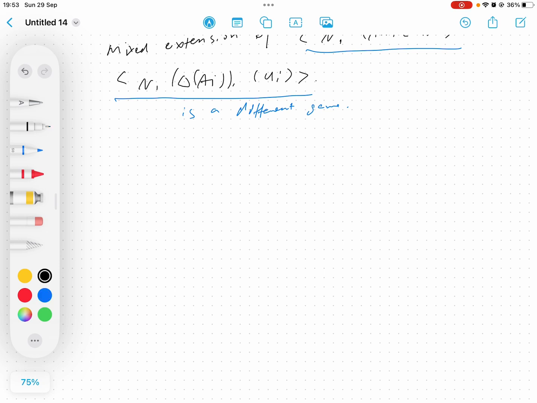All right. So a mixed strategy Nash equilibrium of a strategic game is a Nash equilibrium of its extension. Okay. So a mixed strategy Nash equilibrium of a strategic game is a Nash equilibrium of its extension.